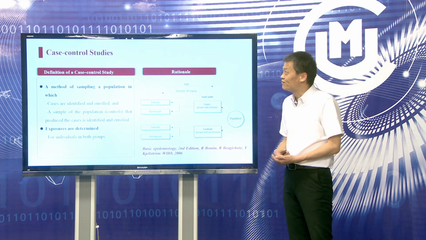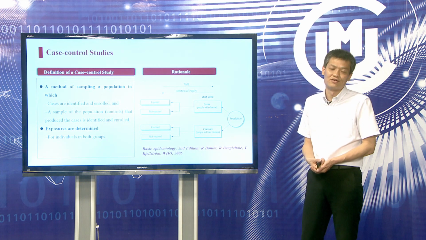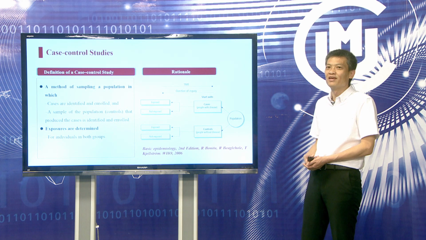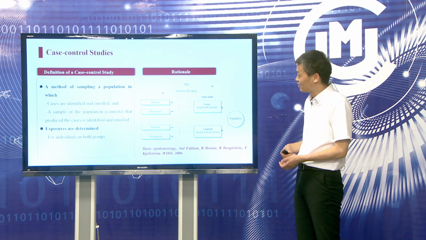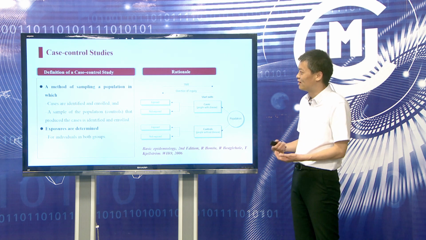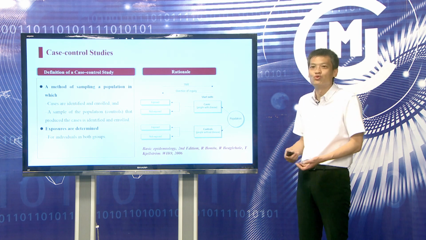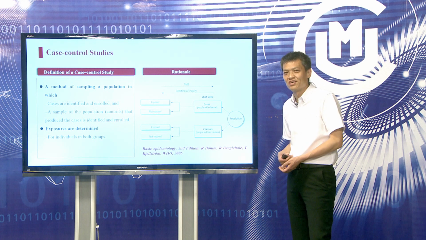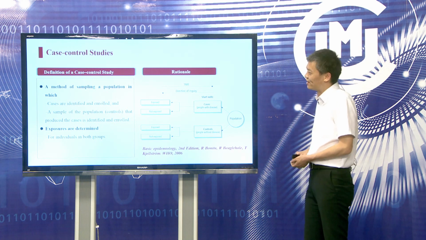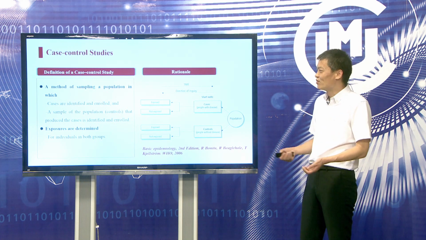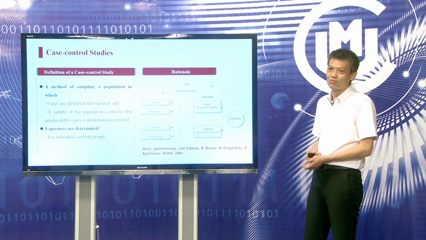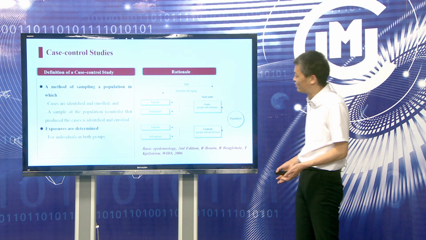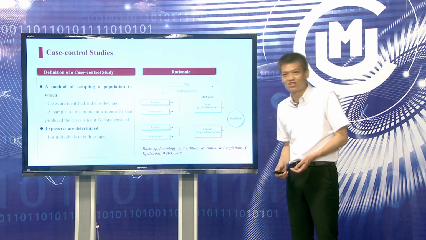This is the definition of a case control study. A case control study is a method of sampling a population in which cases are identified and enrolled, and a sample of the population that is controlled. Then, after the cases are identified and enrolled, we measure the exposure for individuals in both groups. The right panel is the rationale of a case control study.